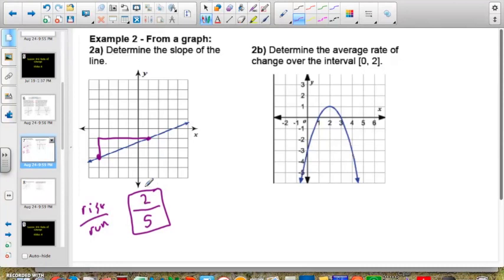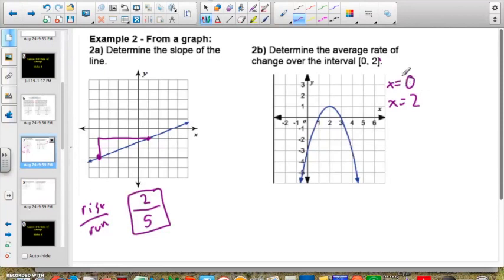Now when I jump over to example 2b with the quadratic, I'm going to have to look at the specific interval that they're giving me. And they're going to give us the interval in interval notation. This is telling me that I'm using the x value 0 and the x value 2. This is actually not an ordered pair. This is two different x values, 0 and 2. So what I need to do is I need to locate these x values on the graph.